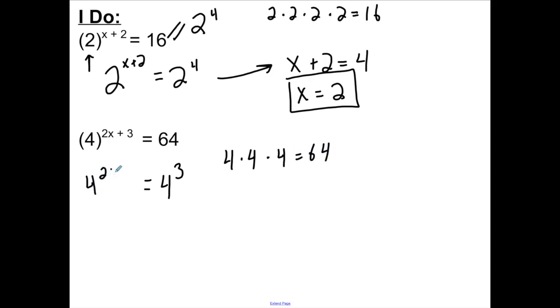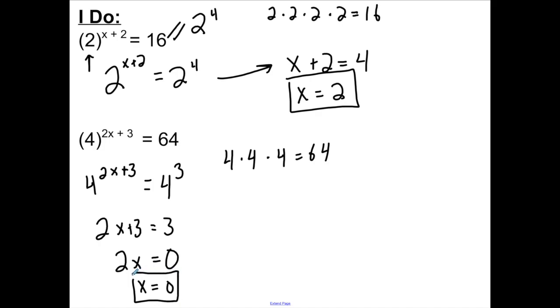So 4 to the 2x plus 3 is equal to 4 cubed. So by the one-to-one property, because these exponential expressions are equal and the bases are the same, the exponents must be equal. So 2x plus 3 equals 3. So 2x equals 0. So x is equal to 0.